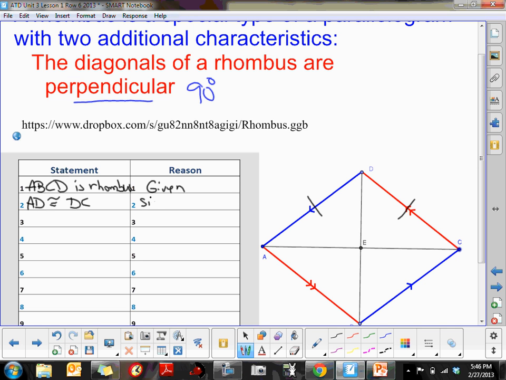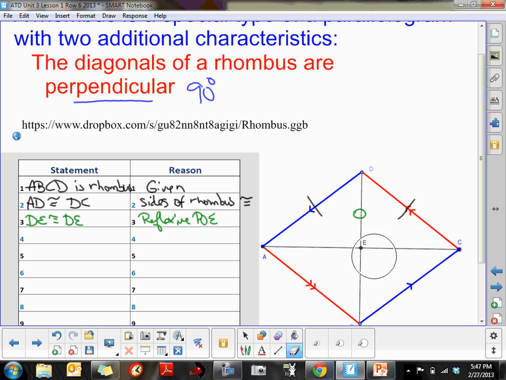Sides of a rhombus are congruent. Next thing I'm going to be working on is this reflexive side, DE. I know that DE is congruent to DE by the reflexive property of equality. So I'm still trying to work on these angles sitting here at E and E.